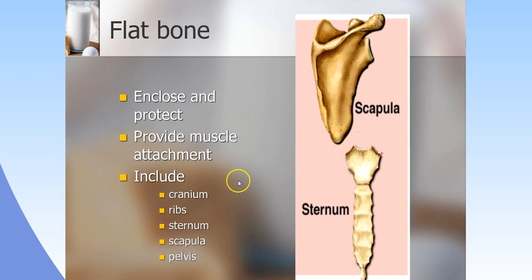Other ones that would be included in the flat bones would be the cranium, the ribs, the sternum, the scapula, and the pelvis.